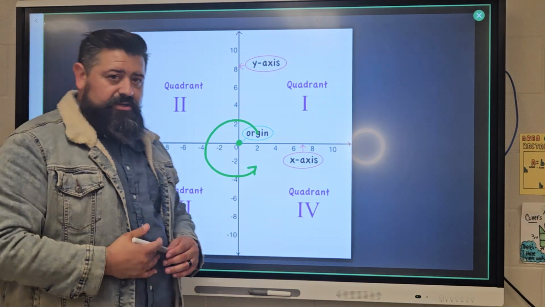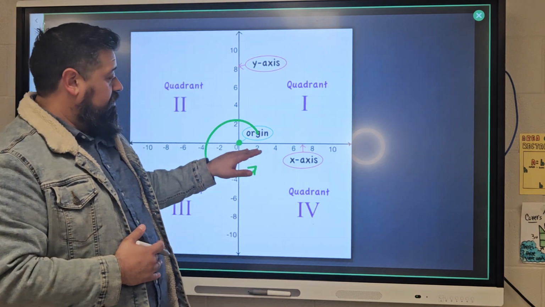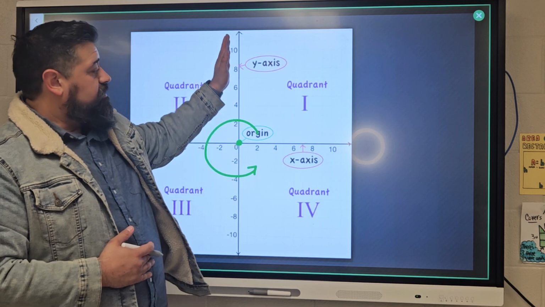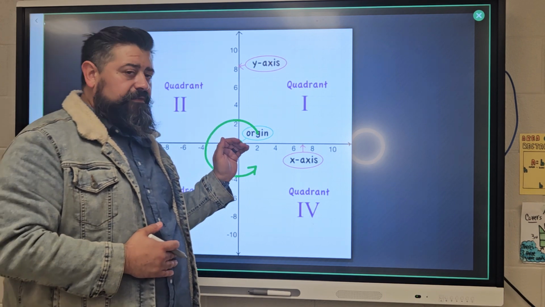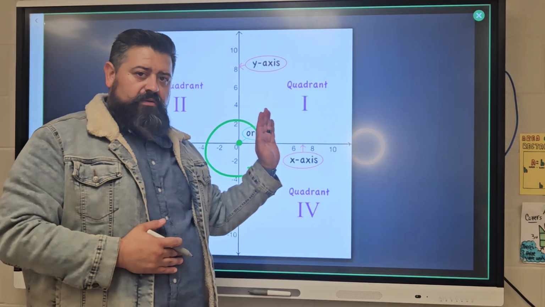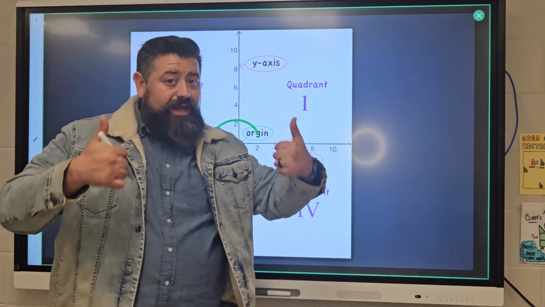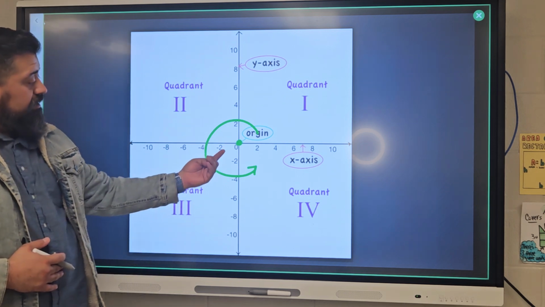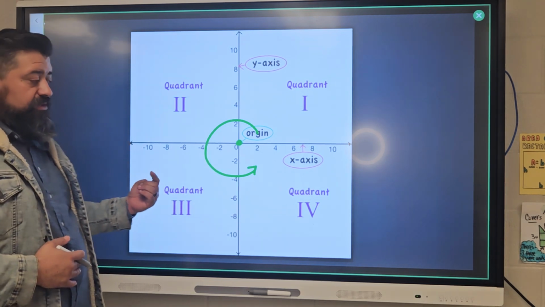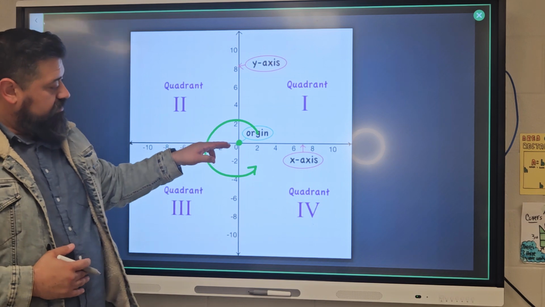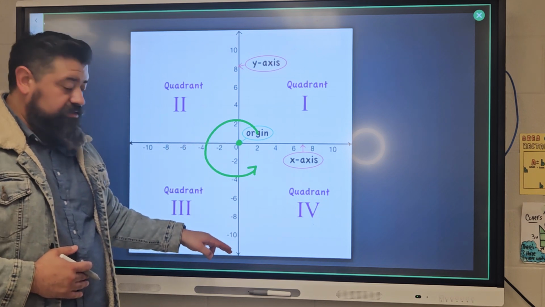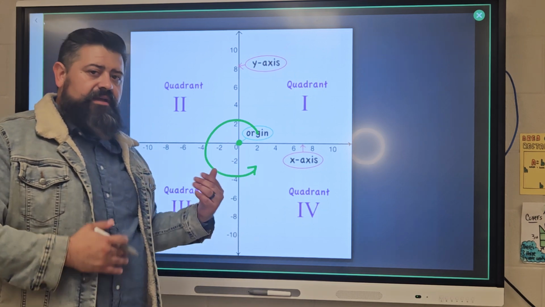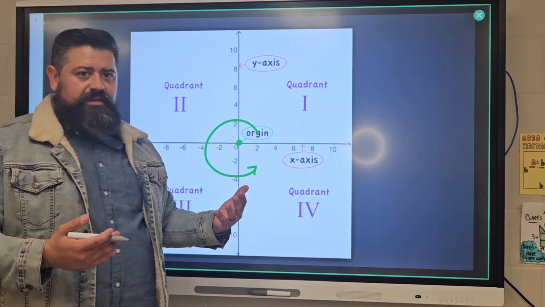Now if you notice, you're going to see positive numbers right here on the x-axis. These are positive integers. So think of anything that goes to the right or up as positive. To the left on the x-axis you have negative integers, and down on the y-axis you have negative integers. So anytime you go left or down, think of that as negative.